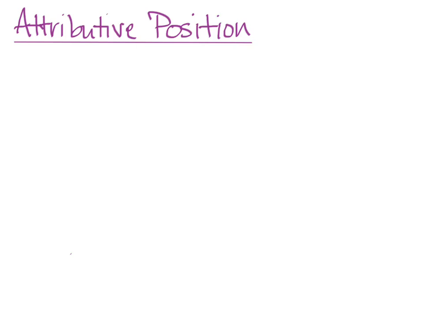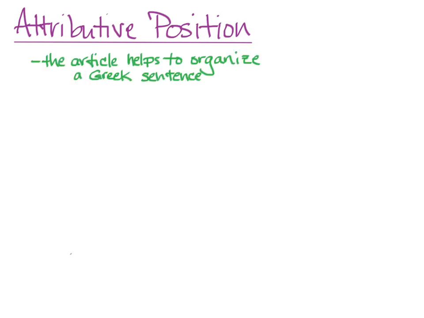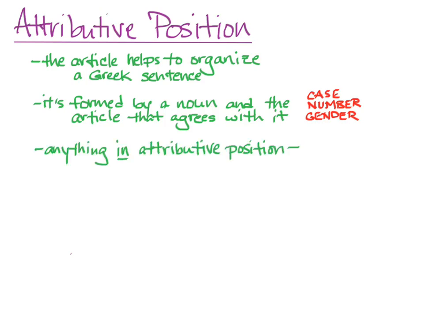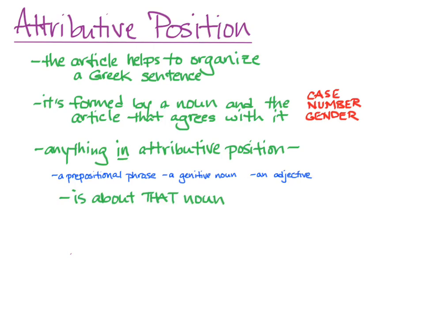The article is one of my favorite things about Greek because it helps you see what goes with what in a sentence. It does this with what we call attributive position. More rules to learn, but once you know them, the article can magically corral a sentence for you. Attributive position is formed by a noun and the article that agrees with it. Remember that that will be in case, number, and gender. Anything in attributive position, like a prepositional phrase, a genitive noun, an adjective, is about that noun. It's an attribute of that noun.